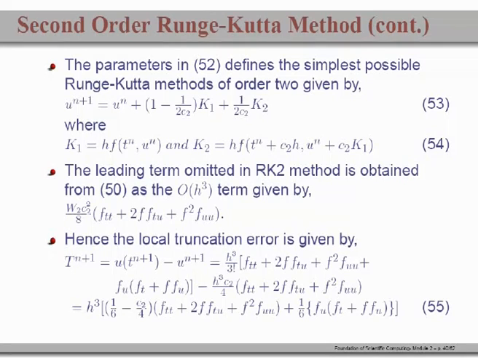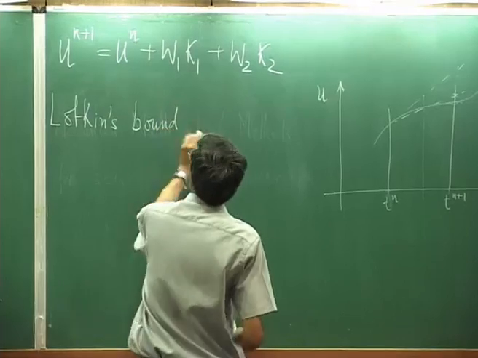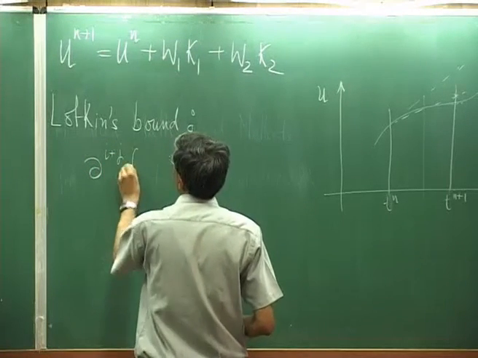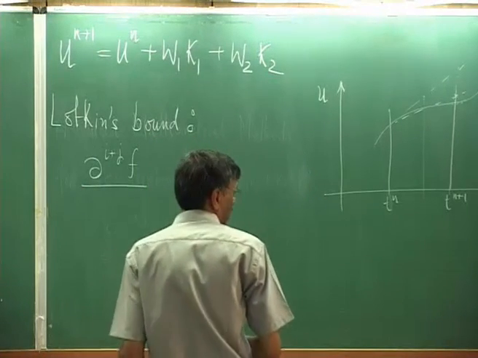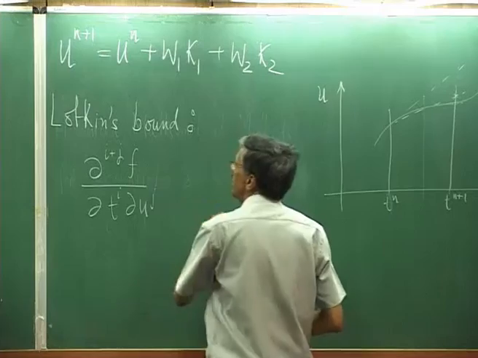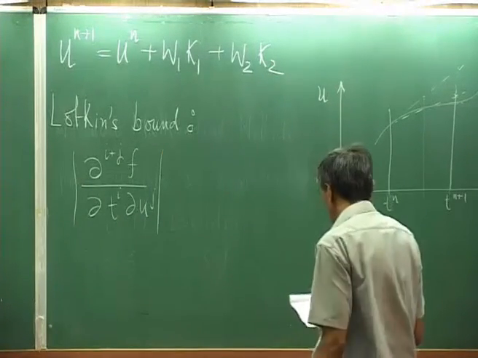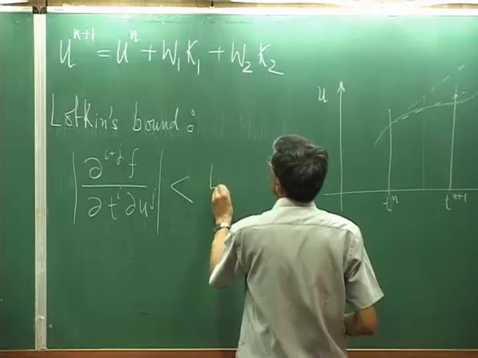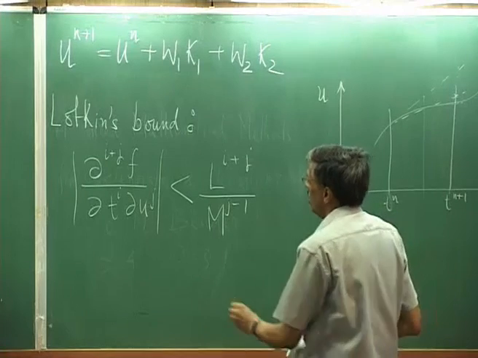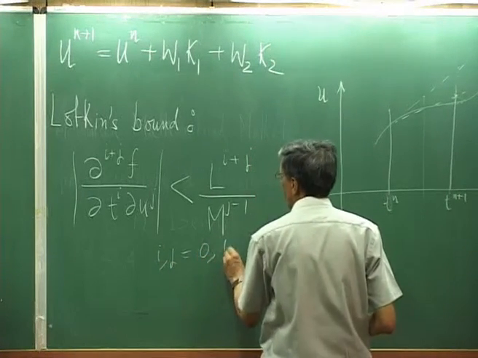Now, there are various ways of looking at how to fix C 2. There is something called Lotkin's bound, which tells you that you could work out an estimate for the quantities that you see in your truncation error, that would be del t i del u j. So, this mixed derivative is bounded by Lotkin's prescription, that will be L i plus j m to the power j minus 1. So, your i and j would of course go from 0, 1, 2, etcetera.